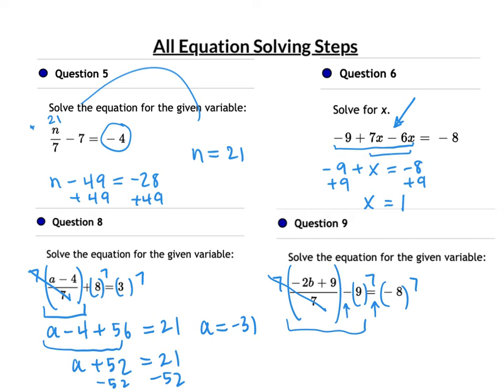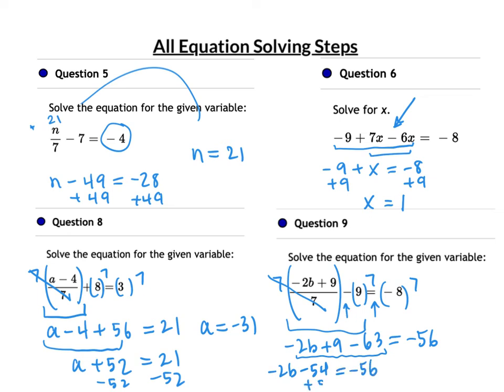And the 7's cancel. I'm going to get negative 2b plus 9 minus 63 equals negative 56. Look, I just noticed there are three terms on this side. So I need to simplify. I need to take 9 minus 63, and that is negative 54. So this is negative 2b minus 54 equals negative 56.